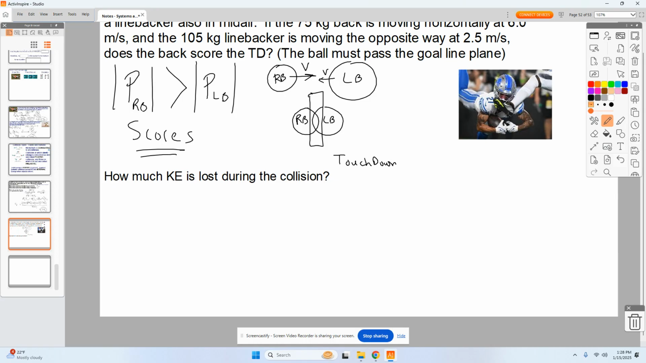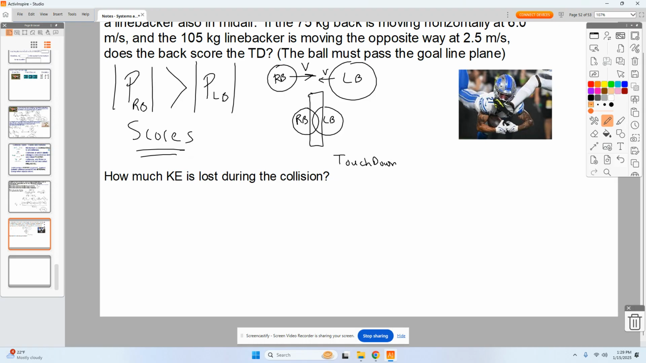And you shouldn't have to do a whole lot of math to determine that the running back scores. It's just about momentum. Just look at the momentum of the running back compared to the momentum of the linebacker, and you see that the product of his mass and velocity is bigger than the mass and velocity of the linebacker. He's going to score.